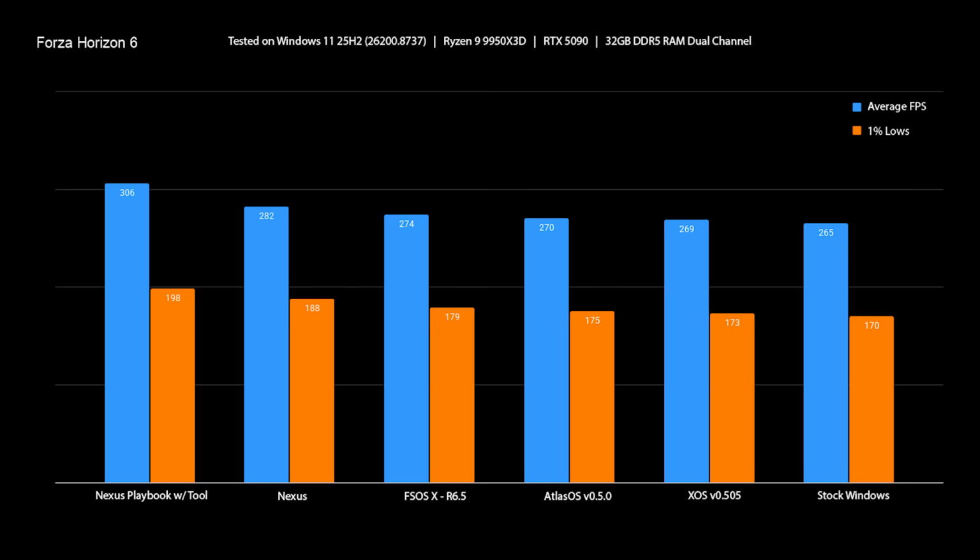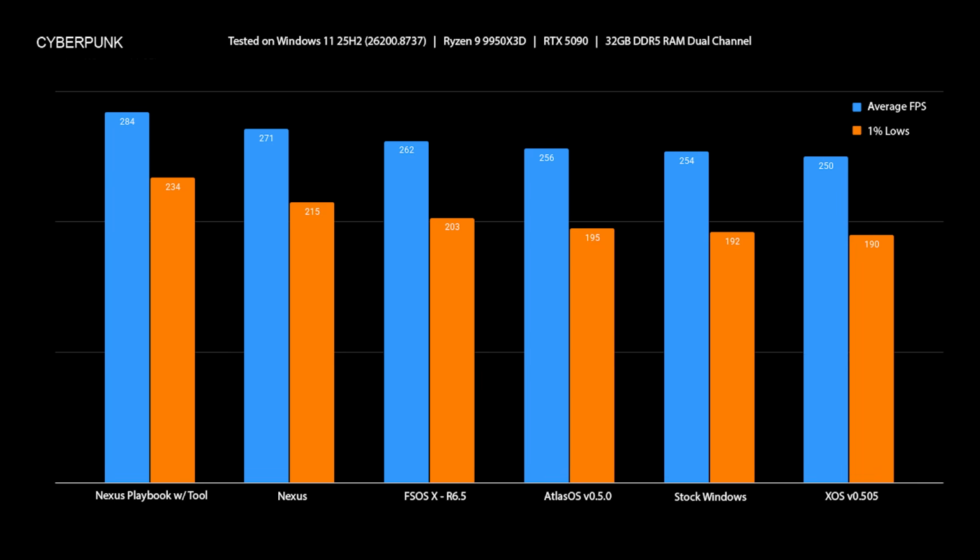Stock Windows is at 265 FPS, and Nexus lands at 282 average FPS. And with the tool combined, it reaches up to 300. Same story on Cyberpunk 2077. Again, a GPU-bound title. Interestingly, XOS actually drops below stock here at 250 average frames per second. Nexus hits 271 average frames per second with 215 1% lows. And with the tool combined, it reaches up to 284 in average frames per second with 230 in 1% lows.